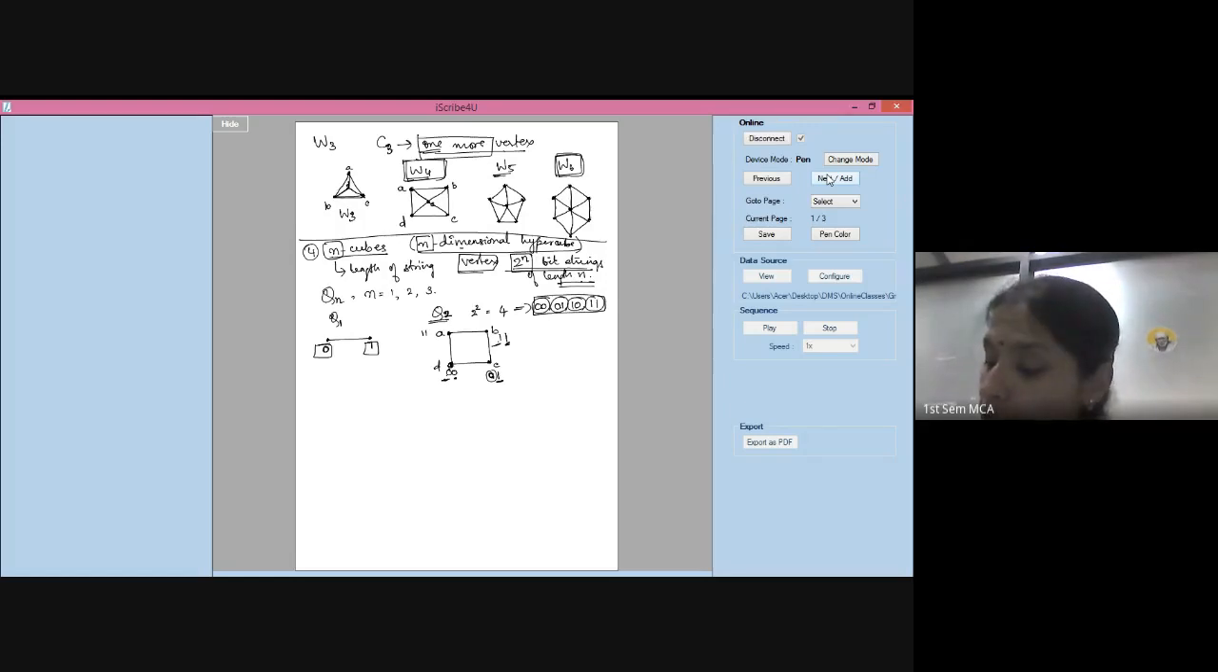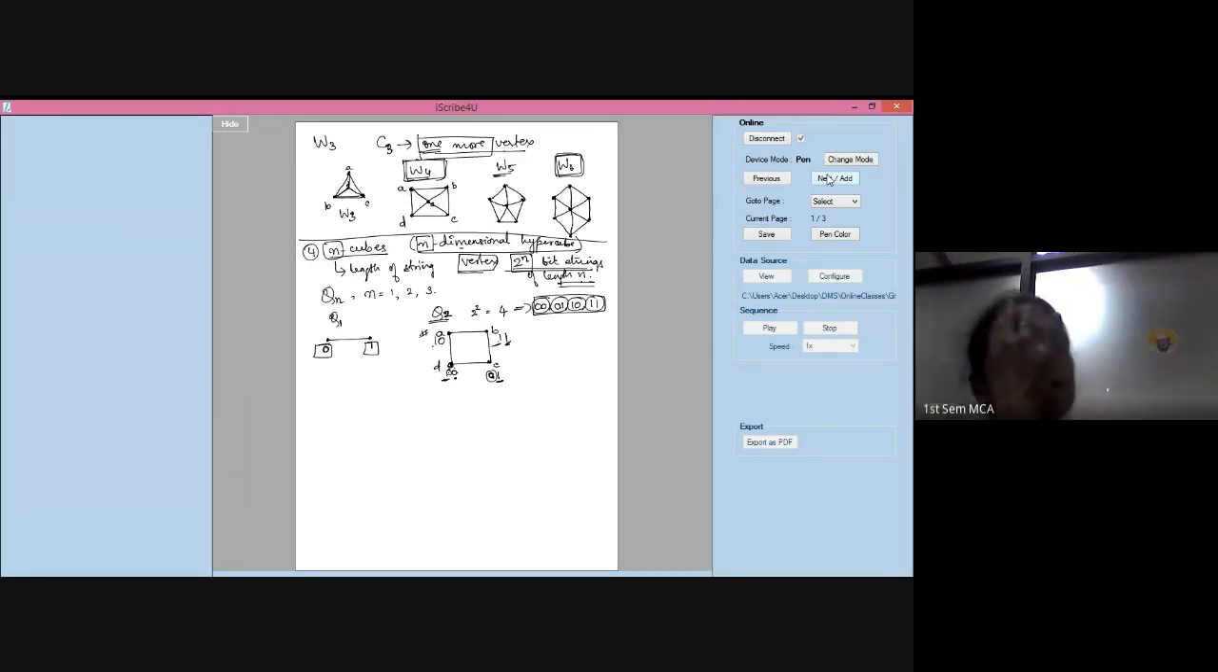Now since this is 0, 0 and this is 1, 1, I can show my A as 1, 0. The 0 of A and the 0 of D is the same. Between D and A, there is only 1 bit change. Again between A and B, there is only 1 bit change. Two vertices are adjacent if and only if the bit strings that they represent differ in exactly 1 bit position only. You cannot have change in 2 bit positions.